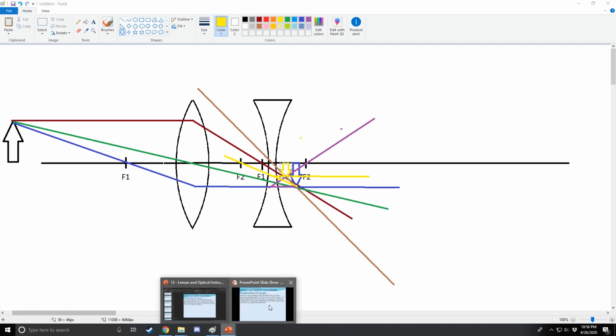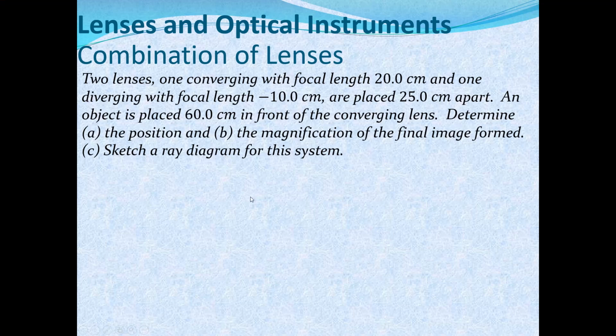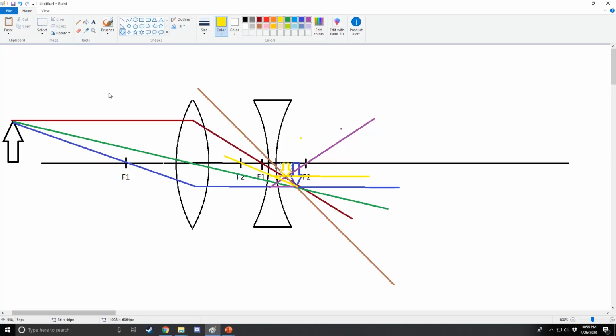All right. So first, what we have to do is use the equation once to figure out where the image is going to be formed. When we use the lens equation and plug in the numbers, we get that the image distance is 30 centimeters from the first lens. Now if I look at my diagram, that does look about 30 centimeters. This focal distance was 20 centimeters, so yeah, I would say that is about 30 centimeters away.